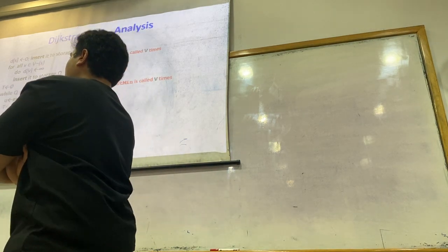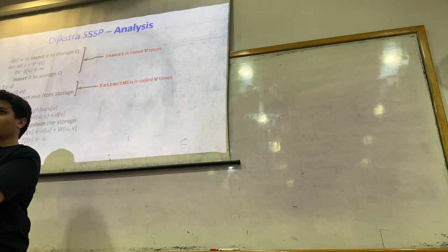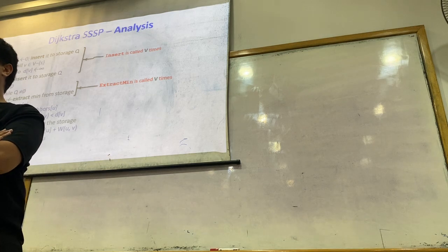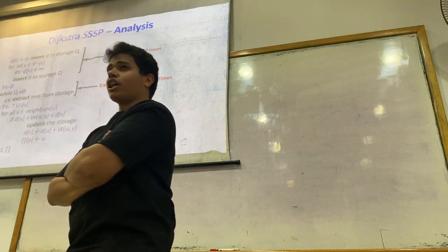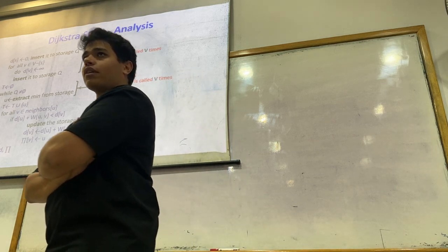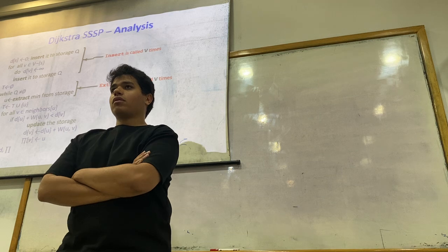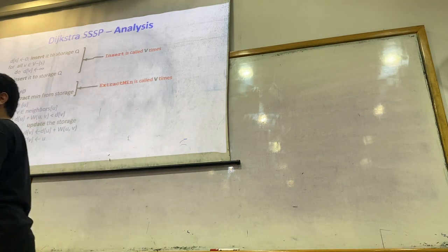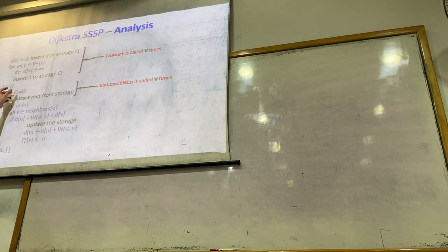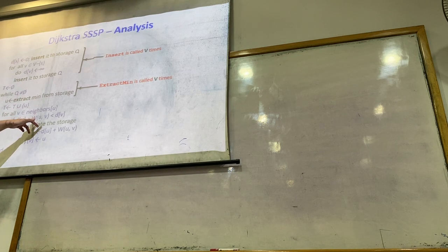Okay, what about the update? How many times will I update? If my current distance plus the weight of the edge is smaller than the one stored for the neighbor, I update. But what's the maximum number of times I can update? The number of neighbors. That's right. Those are the two loops: the first loop on the Q, and the second loop on the neighbors of each vertex.